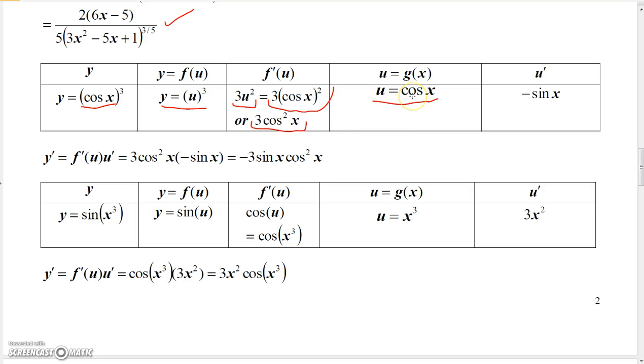Now, but what's u prime? Well, u prime would be the derivative of cosine x, which we know is minus sine x. So now when you put all this together, you have the f prime of u, which is 3 cosine squared x, times u prime, which is minus sine x, and then do a little bit of rearranging, and you get minus 3 sine x cosine squared x.